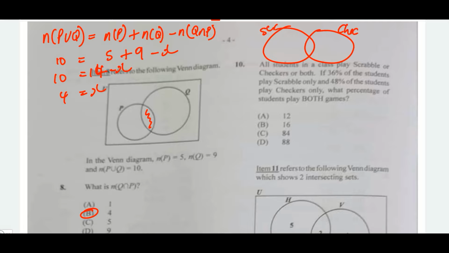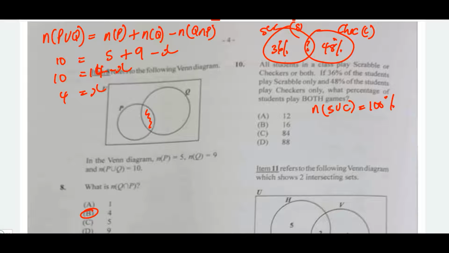So we know the intersection, we don't know what we want to find. We know 36% play Scrabble and 48% play checkers. So we know that the number of Scrabble union checkers is 100%, or you could just say it's equal to 1. We use the S for Scrabble and the C for checkers.